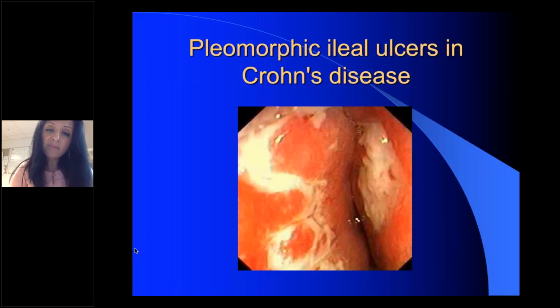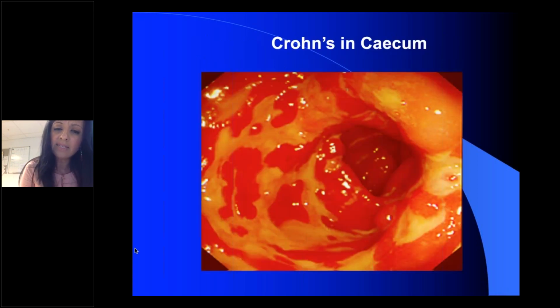Macroscopically, when we do an endoscopy, this is usually what you would see in Crohn's disease. You will see these very patchy, pleomorphic ileal ulcers. This is how you would see Crohn's in a cecum. So you can see abscess ulceration quite deep here, erythematous mucosa filled with mucus as well.